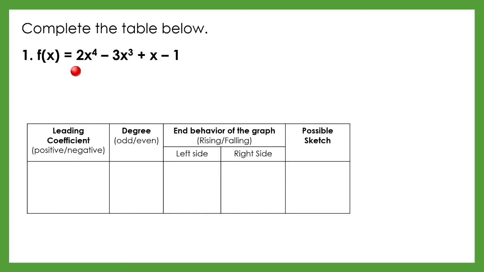Is it positive or negative? 2 is positive. So, ilalagay natin dito is positive. And then, identify the degree. Yung degree ay yun yung exponent ng leading term. So, ang degree niya ay 4. Is it odd or even? 4 is an even number. And then, identify natin yung end behavior of the graph kung nagra-rising siya or falling.